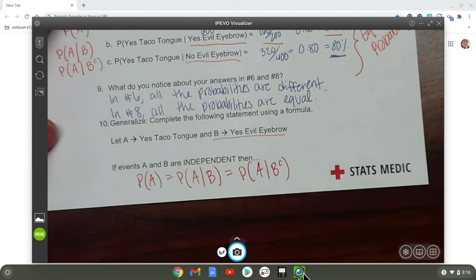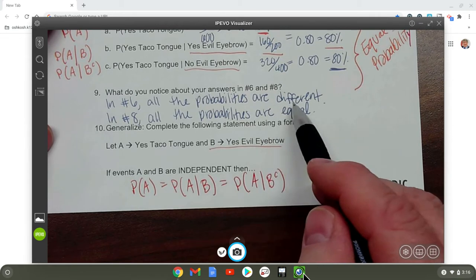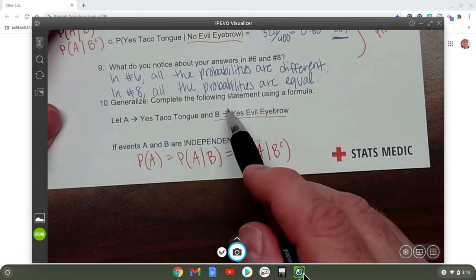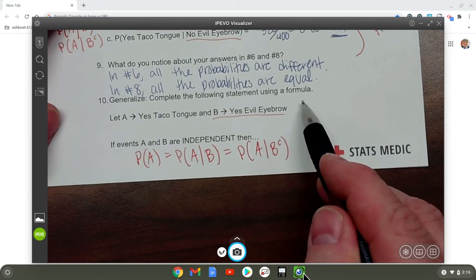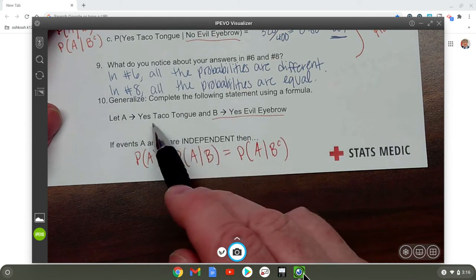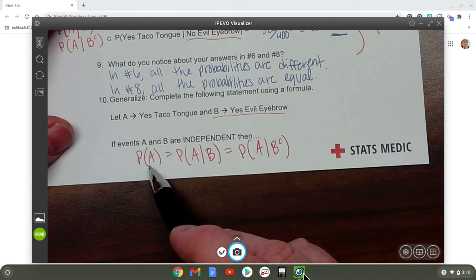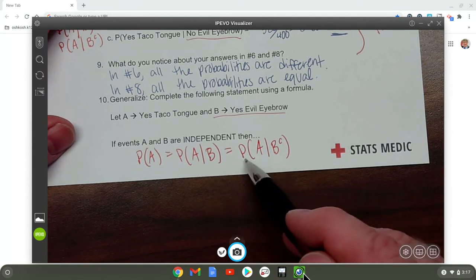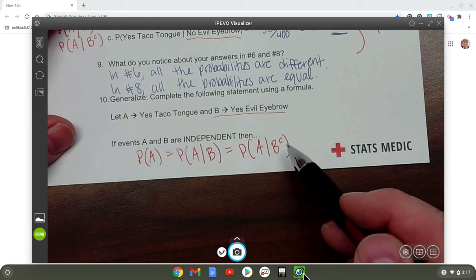Question number 9. What do you notice about your answers in 6 and 8? Well, in 6, all the probabilities are different, but in 8, they're all equal to each other. So here's our generalization. Complete the following statement using a formula. Here's your formula down here. Let A equal yes for taco tongue and B be yes for evil eyebrow. The probability of A is equal to the probability of A given B, which is equal to the probability of A given not B, or A given that B did not happen.